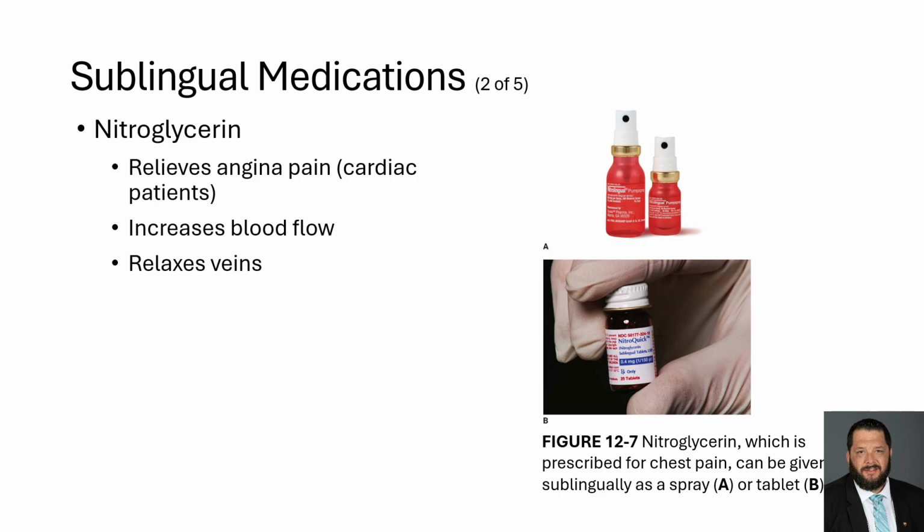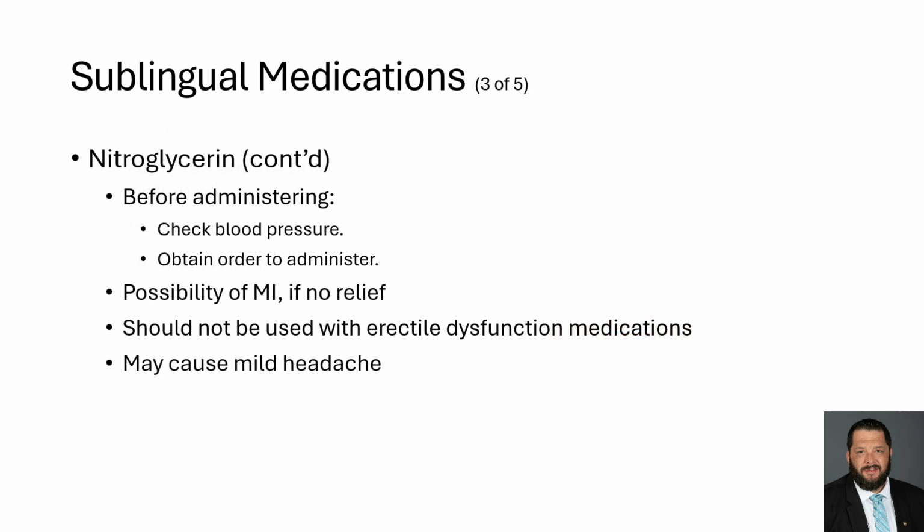This is given to relieve angina pain or chest pain in the cardiac patient. It increases blood flow and it relaxes veins, and it's either given in a spray form or a tablet form. Before administering nitroglycerin, you need to ensure that you check blood pressure. One of the significant contraindications is a blood pressure lower than 90 millimeters of mercury systolic. You also, as this is a prescription medication, need to have either a standing order or an online order to approve the use of this medication.